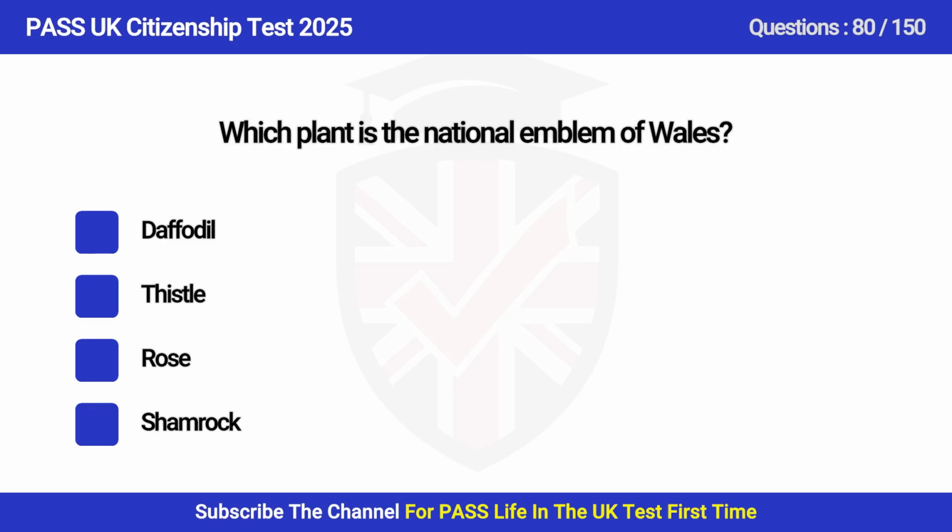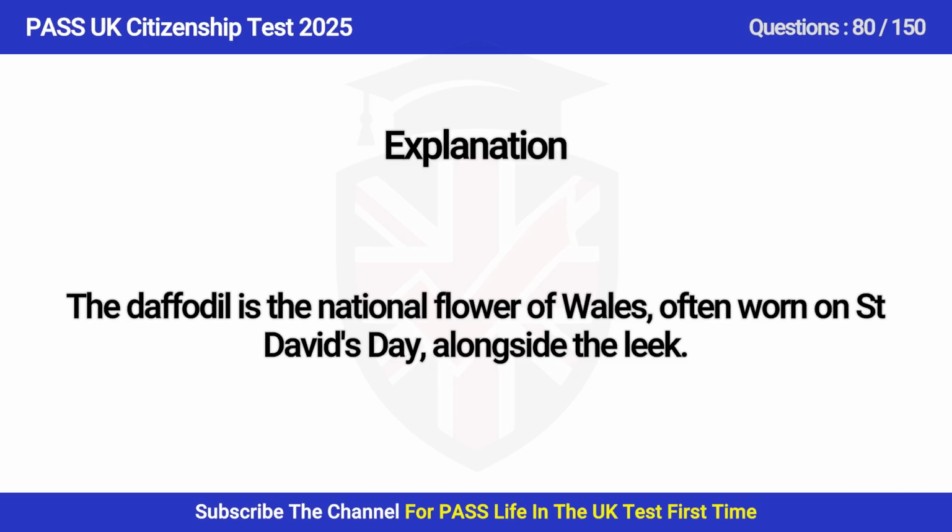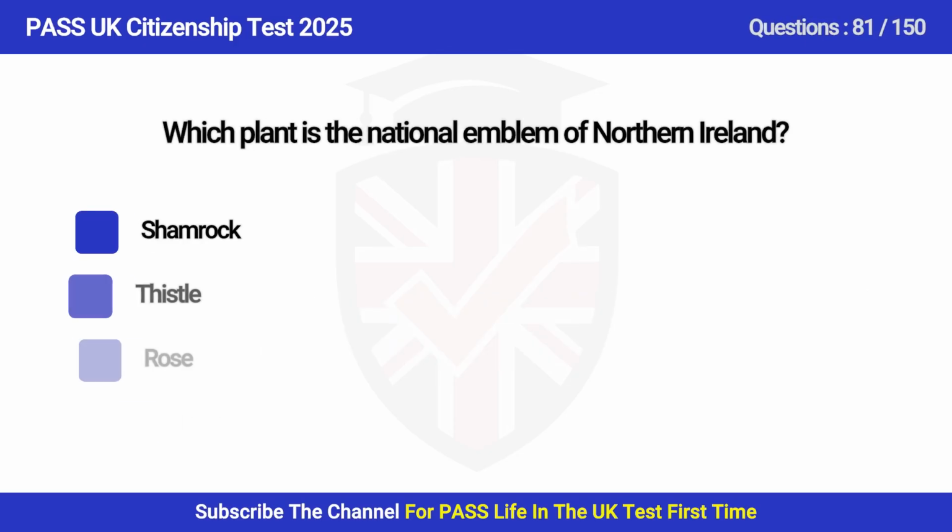A. Daffodil, B. Thistle, C. Rose, D. Shamrock. Answer is A. Daffodil. The daffodil is the national flower of Wales, often worn on St David's Day alongside the leek. Question 81. Which plant is the national emblem of Northern Ireland?